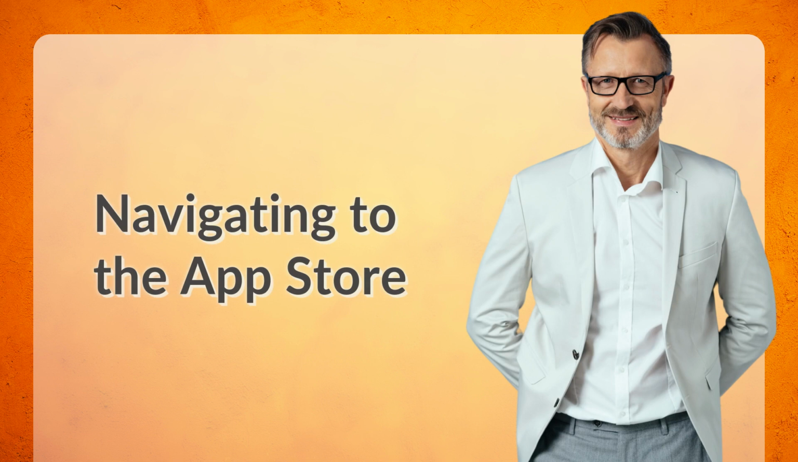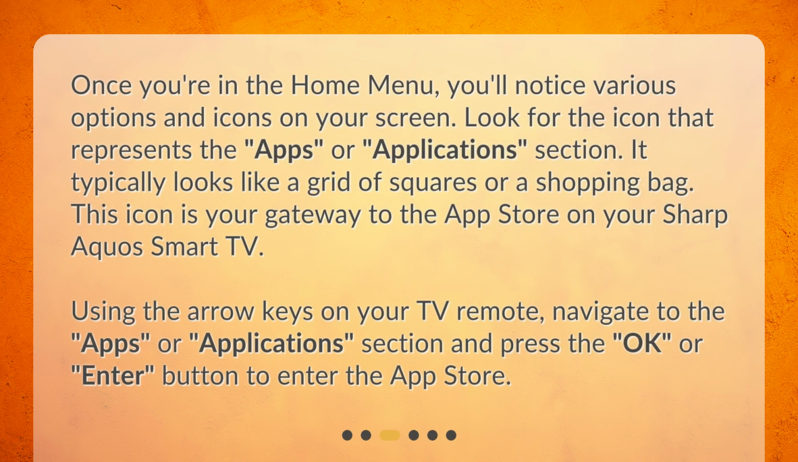Navigating to the App Store. Once you're in the home menu, you'll notice various options and icons on your screen. Look for the icon that represents the Apps or Applications section. It typically looks like a grid of squares or a shopping bag. This icon is your gateway to the App Store on your Sharp Aquos Smart TV. Using the arrow keys on your TV remote, navigate to the Apps or Applications section and press the OK or Enter button to enter the App Store.